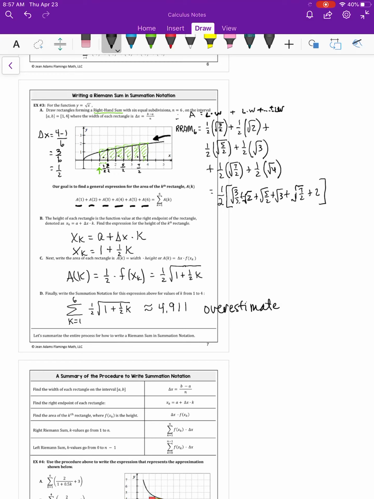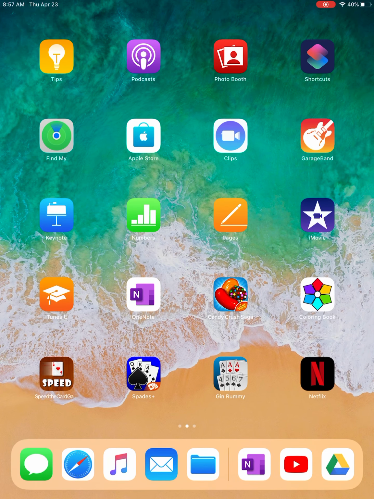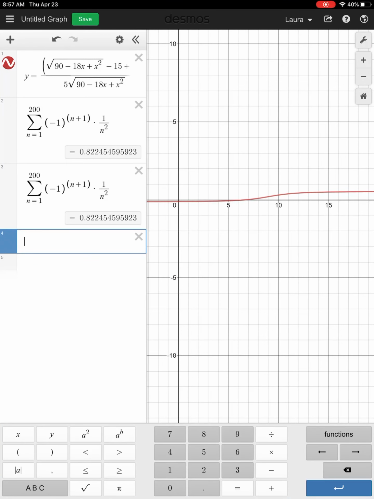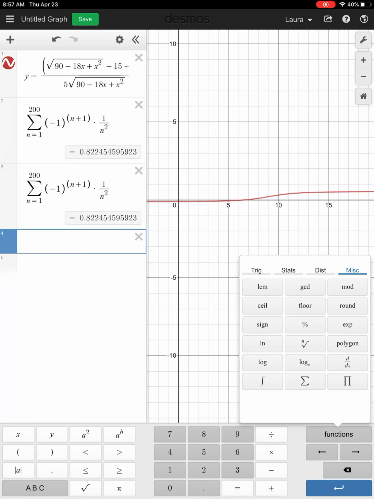Is it going to be an overestimate or an underestimate? Well, look up here. You've got extra area. You can see that there's extra area. And we talked about how if it's an increasing function, our RRAM is an overestimate. So this is going to be an overestimate.